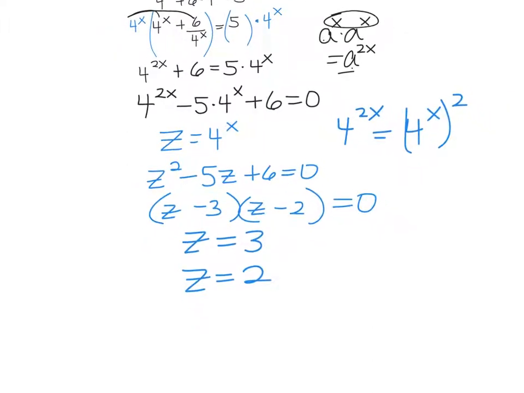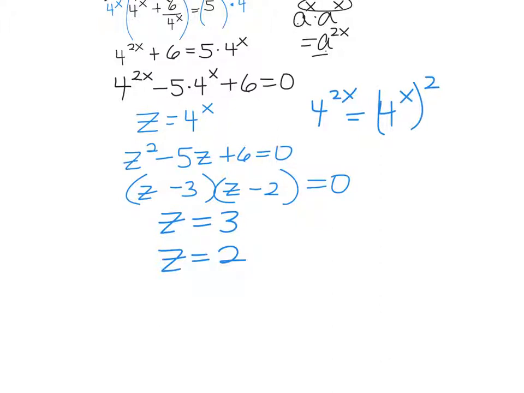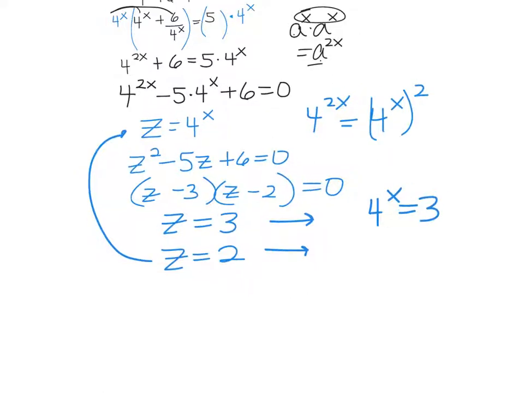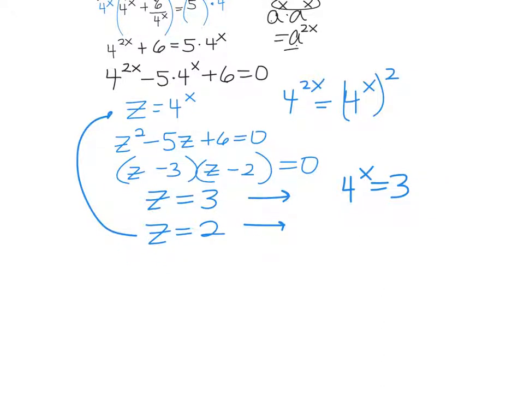Now, those are not your answers. Okay, we're not solving this for z. What are we solving for? X. So go back to where I let z equal 4 to the x, and we're going to go ahead and solve two equations. If z equals 3, I get 4 to the x equals 3, and I'm going to solve that. How do you solve that? Take the log of both sides. Log 4, bring the x down, equals log 3.